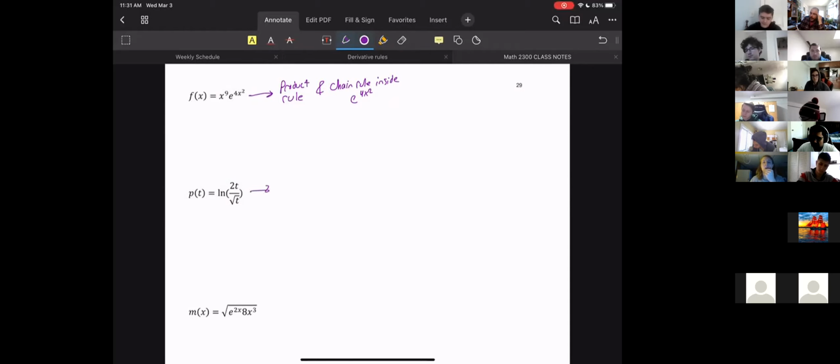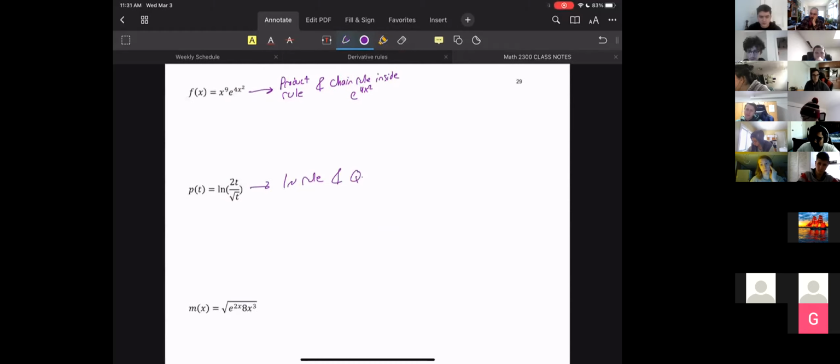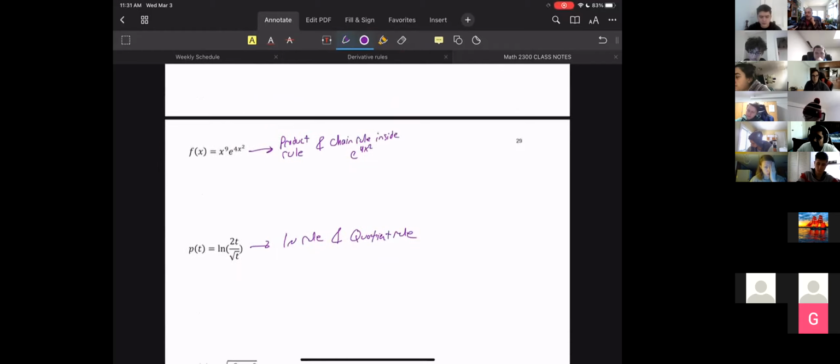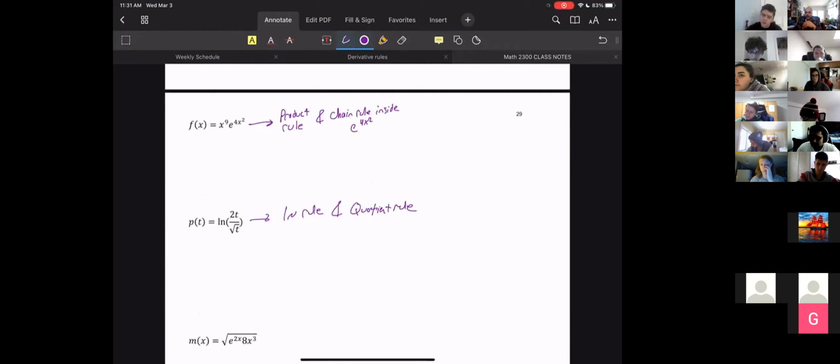The second one then, we've got natural log, so it's an ln rule, right? But then what's going to happen when we take the derivative of the inside part? Quotient. It's going to be a quotient rule, good. Because you've got the derivative of the inside part, the 2t over square root, that's a quotient rule. Or you could also rewrite that, you could make it simpler by making it into a power rule. I'll just sort of mention that.